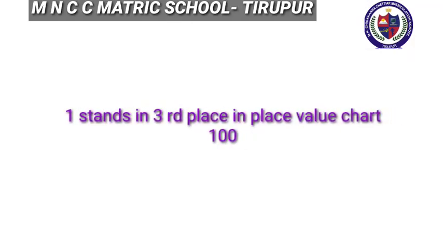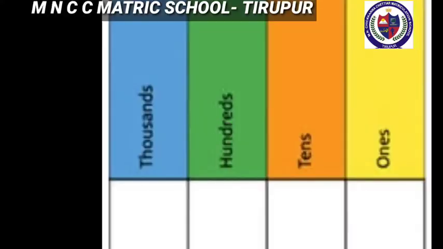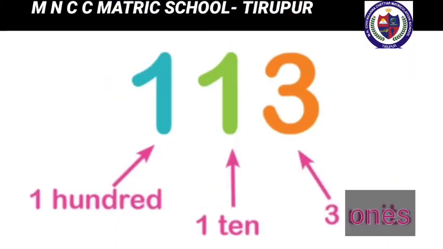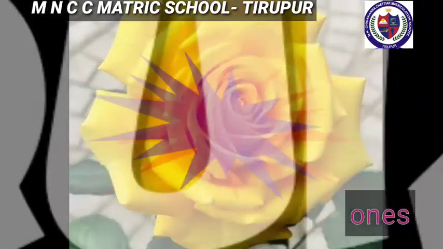Here, 1 stands in the 3rd place value of the 100 place value chart. For place value chart, see from right to left. The first place value is ones, the second place value is tens and third place value is hundreds. Let us try some example for 3-digit number 113. You should see the place value from right to left. At 1's place value, number 3 is present. At 10's place value, number 1 is present. At 100 place value, number 1 is present.